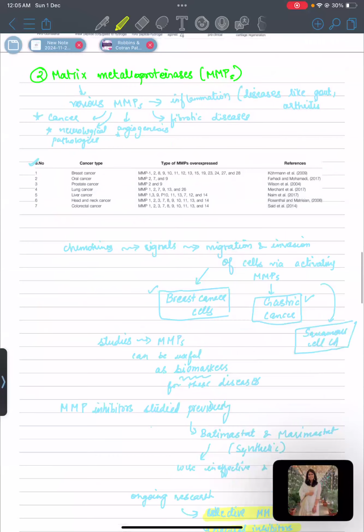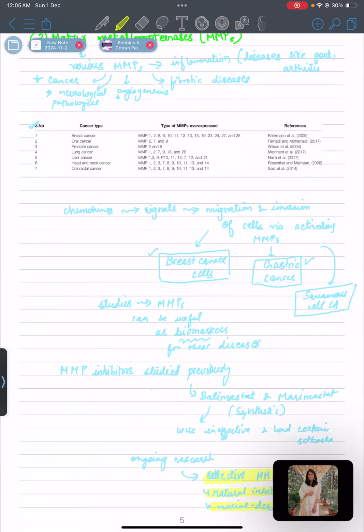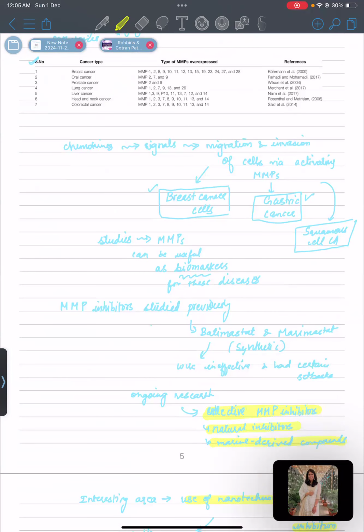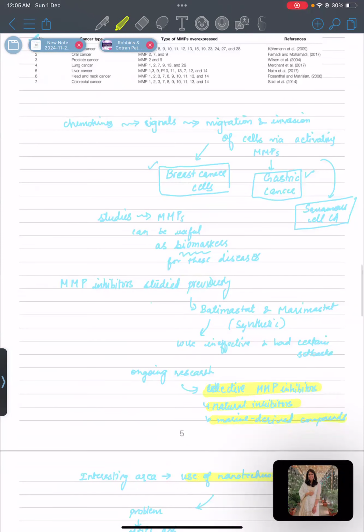Then next we have matrix metalloproteinases. It has a variety of functions in different areas of body. It is involved in inflammation, it is involved in fibrotic diseases, angiogenesis, neurological pathologies, and cancer. So here's another table with the different types of cancers and types of MMPs which are overexpressed in the references. What basically happens is chemokines send certain signals which activates MMPs, and that causes migration and invasion of the cells. These MMPs have been studied as biomarkers in breast cancer, gastric cancer, and squamous cell carcinoma.